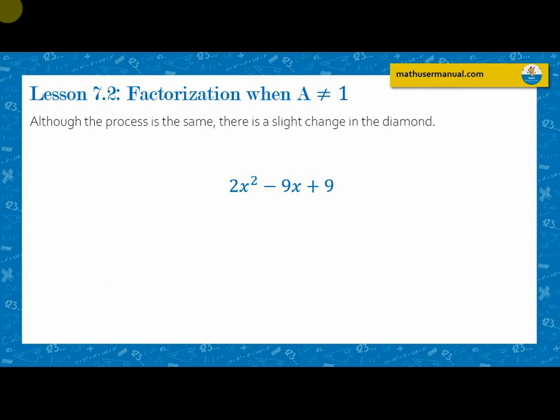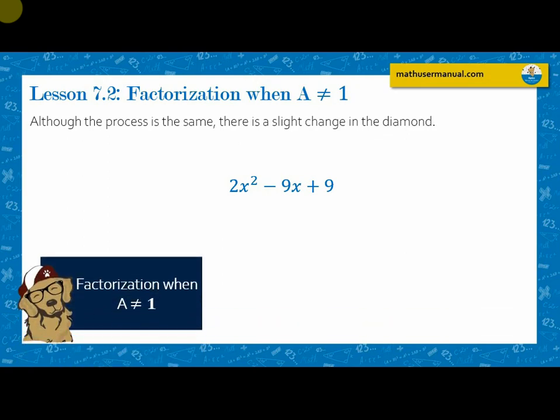So far, we have learned factorization when the coefficient of a is equal to 1. But what happens in situations when the coefficient of a is not equal to 1? Like in this expression we've seen on the screen. In this case, a is equal to 2. So what process or what steps do we follow when a is not equal to 1?